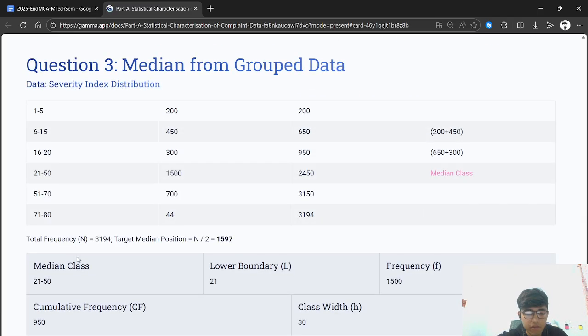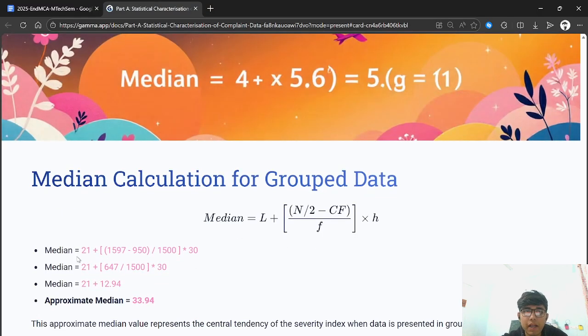Now, for question number three, we have a simple calculation. We just need to calculate the cumulative frequency, the lower bound, the upper bound, and the class width of the given data. The total frequency n is equal to 3194, and the target median position is 1597. So the median calculation is as follows: L plus (n by 2 minus Cf, that is the cumulative frequency) divided by the frequency, into the h factor. Thus the median calculated is 33.94.